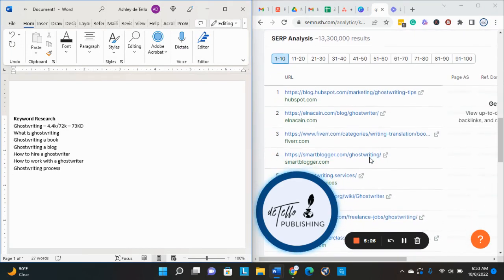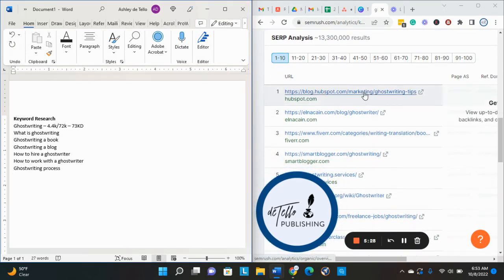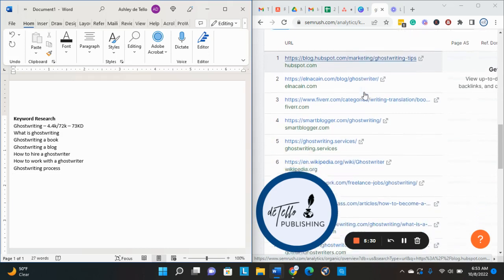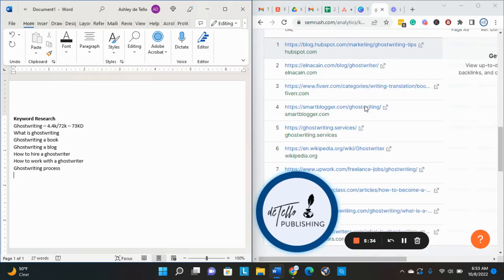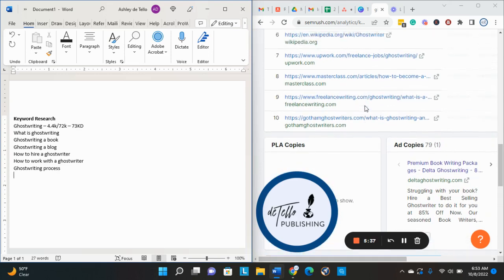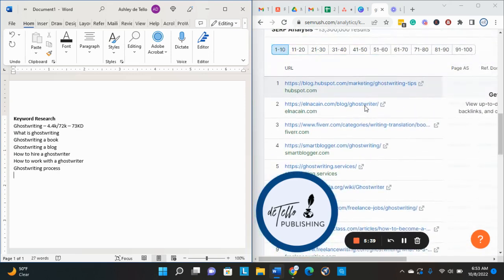It will also give you blogs that you can follow. Like, this is who ranks #1. HubSpot's huge. And so you can get all these links and go and compare what they're writing about.